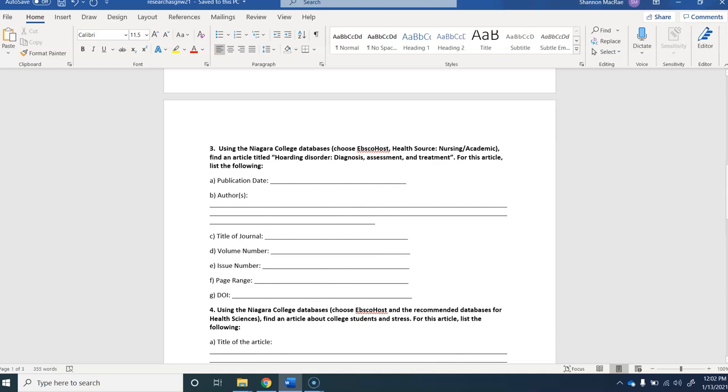For question number 3, you don't need to read the article or anything, but you are going to go into the information about the article. And I'm going to get you to give me the publication date, the author, the title of the journal, the source, the volume number, the issue number. Remember, the issue number is the one that's in the bracket, and then the page range. If the article has a DOI, I'll get you to write down the DOI for the article as well.